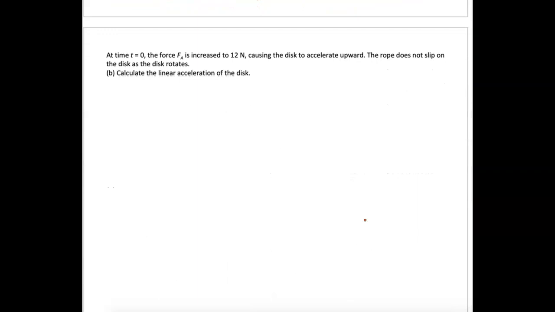So at time 0, the force FA is increased to 12 newtons. So now we have FA at time 0 is going to be greater than FA when there wasn't anything going on at all. So we've increased the force. We know the difference in the two is about 2 newtons, and it does accelerate upward. The rope does not slip on the disc, and that's a good thing. Otherwise, we'd have to factor in friction and some things, kinetic friction. And they want us to calculate the linear, so notice the word linear here. They want us to find the linear acceleration of the disc.